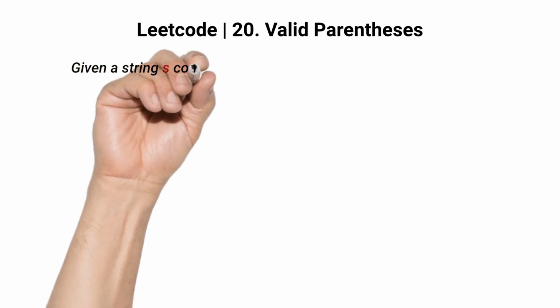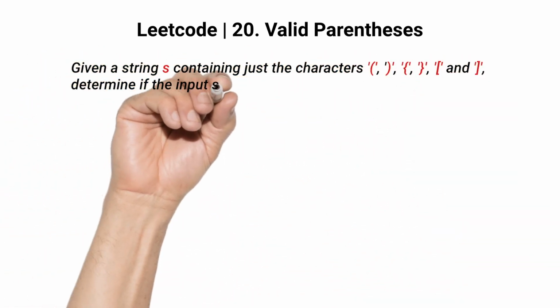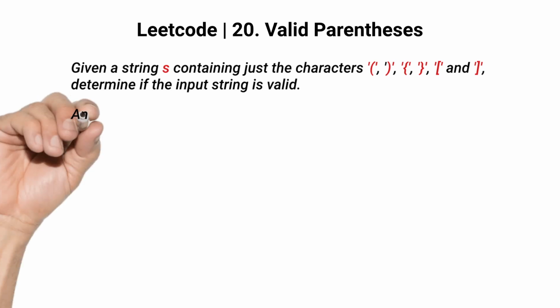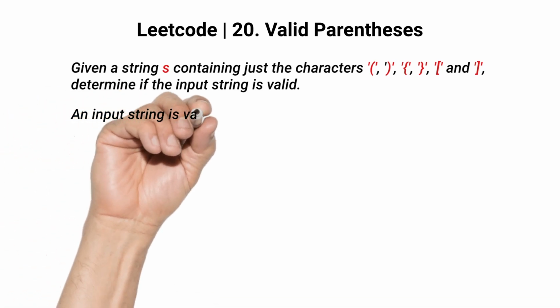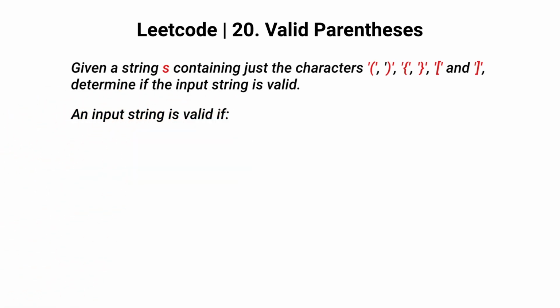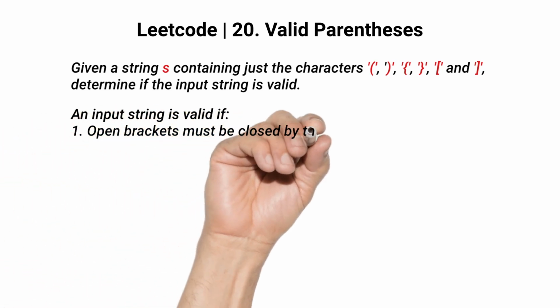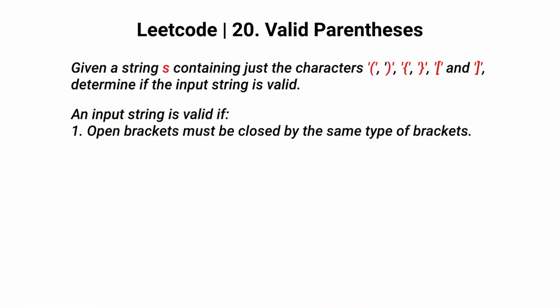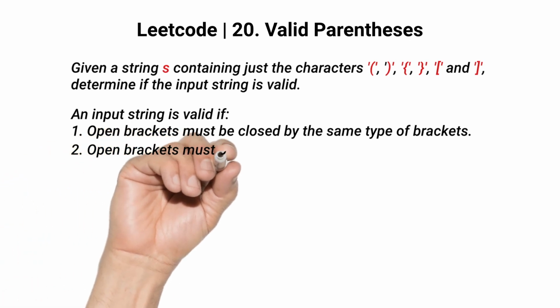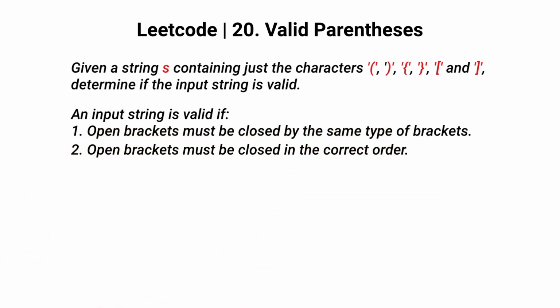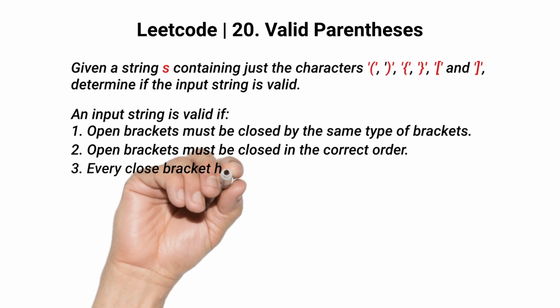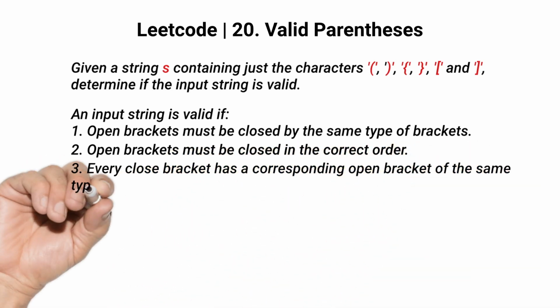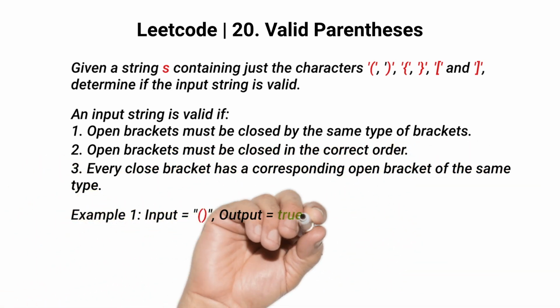LeetCode Problem 20, Valid Parentheses. Given a string containing just the following characters, determine if the input string is valid. An input string is valid if: 1. Open brackets must be closed by the same type of brackets. 2. Open brackets must be closed in the correct order. And 3. Every closed bracket has a corresponding open bracket of the same type.